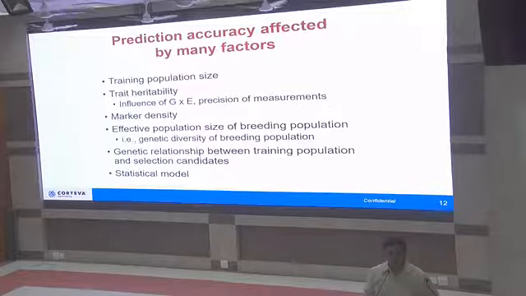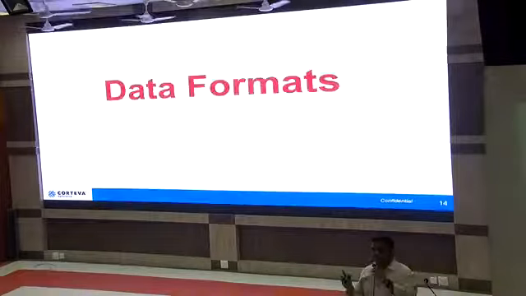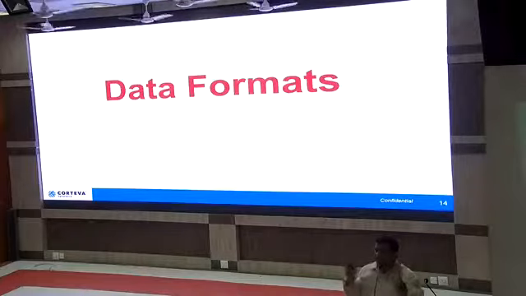And prediction accuracy depends on many factors. One is your population size. Another is the trait heritability. If you see yesterday's Philomene example, she has a very high genomic selection accuracy, because that trait is controlled by one or two genes. It's a simple trait. We need to understand how the data format is.